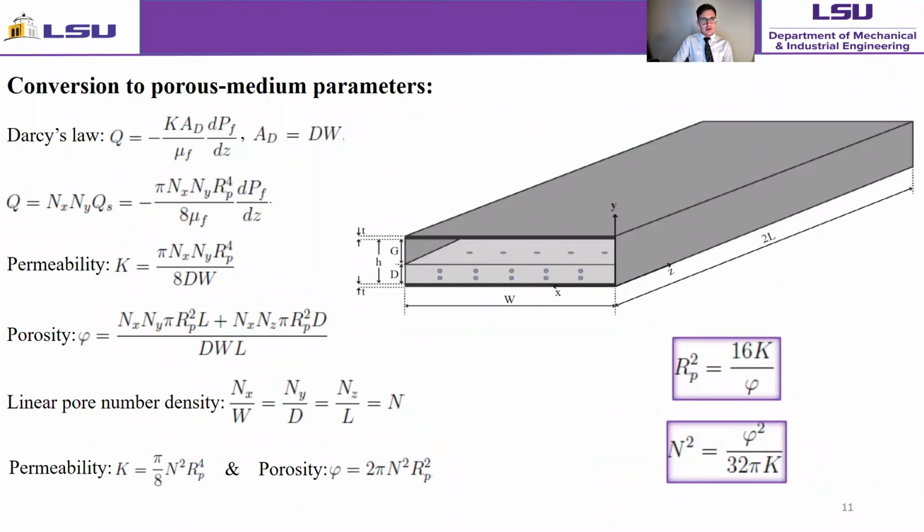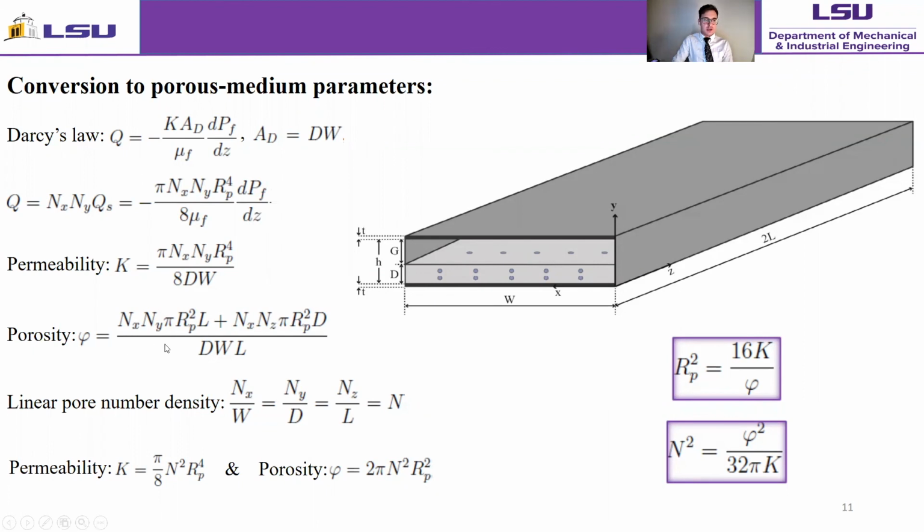In order to apply our model to real-world applications, we convert our wick parameters to porous medium parameters. We begin with Darcy's law, which gives the volume flow rate in terms of permeability and pressure gradient. Assuming laminar flow in the capillaries, the total volume flow rate in the wick can be calculated in terms of our wick parameters. Comparing with Darcy's law, we can find permeability in terms of our wick parameters.